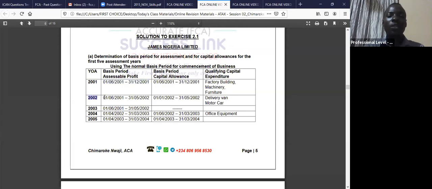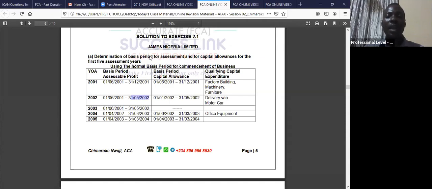The second year is still going to start on June 1st, 2001, but it has to be 12 full months. So how did we say we're going to calculate it? All we need to do is look at June 1st and ask yourself, what was yesterday's date? 31st May. Then if this is 2001, just add one more year to make it 2002. That will be your end date.